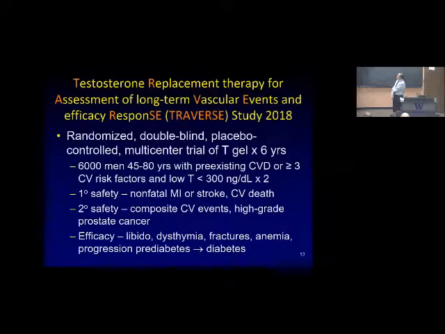Starting this year, there's the Traverse study that is starting up, a randomized double-blind placebo-controlled multi-center trial of 6,000 men between the ages of 45 and 80 that have pre-existing cardiovascular risk or pre-existing cardiovascular disease. So they're higher risk individuals. The primary outcome is to look for non-fatal MI, non-fatal stroke, and cardiovascular mortality, or what's called MACE, major adverse cardiovascular events. The secondary outcomes have to do to a large extent with composite outcomes and high-grade prostate cancer, but there's efficacy that's also built into it.